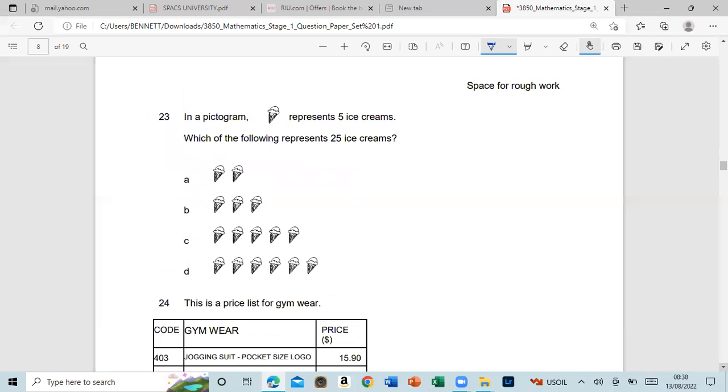Same pictograph again. In a pictograph, one ice cream represents 5 ice cream. Which of the following represents 25 ice creams? Exactly the same question, but this time with 5 ice creams. Which of these would represent 25 ice cream? B, C. C, as in cat? Yes, sir. Very good. 1, 2, 3, 4, 5. So 5 times 5. Because each one is 5. So 5 plus 5, 10 plus 5, 15 plus 5, 20 plus 5, 25.